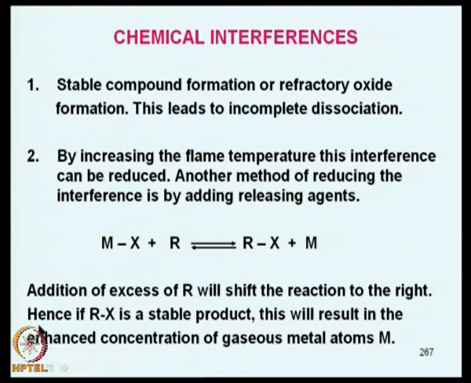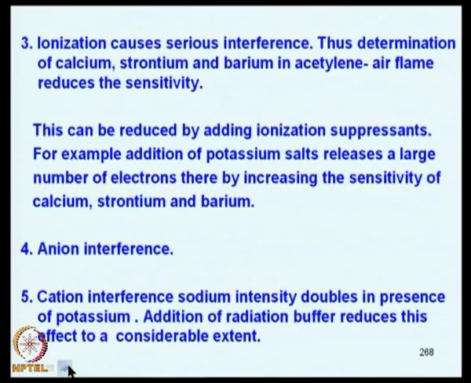Now, if I add excess of R, the reaction equilibrium will be shifted to the right. That means, more metal ions will be there with more R, that is releasing agent. So, if RX is a stable product, then this will result in the enhanced concentration of the gaseous metal atoms. Very simple technique, very simple trick to free the analyte element by adding a reactive element known as releasing agent.